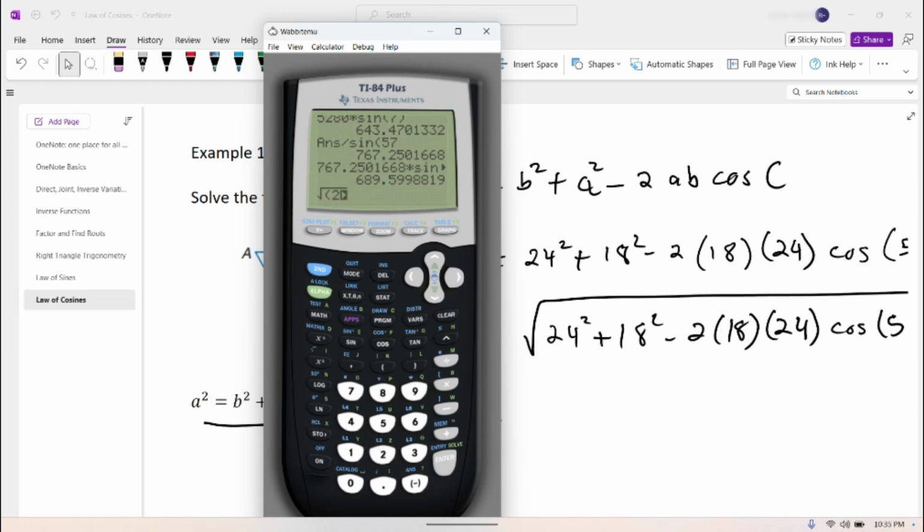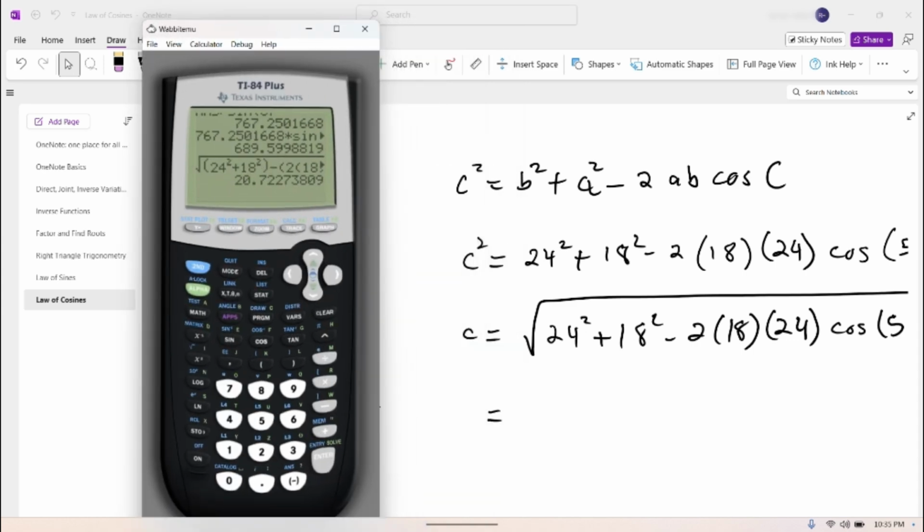All right, so using our calculator, 24 squared plus 18 squared minus 2 times 18 times 24 cosine of 57. I believe that's, so yes, so then we have c equals 20.72.